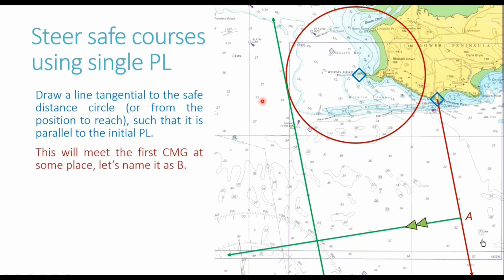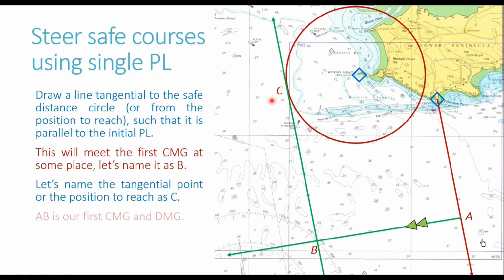Now you see this line which we have drawn, the tangent line, it meets our first course made good at this particular point. Now let's name this point as Bravo. So this is point Bravo, where this tangent line is meeting our first course made good. Now let's name the tangential point also. Let's name it as C. So you can see the tangential point mentioned here.